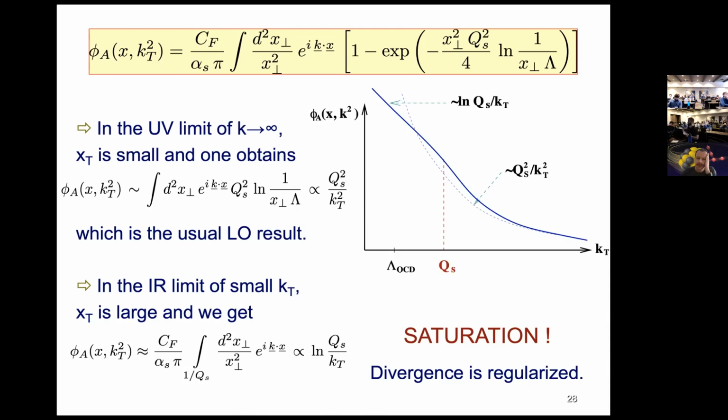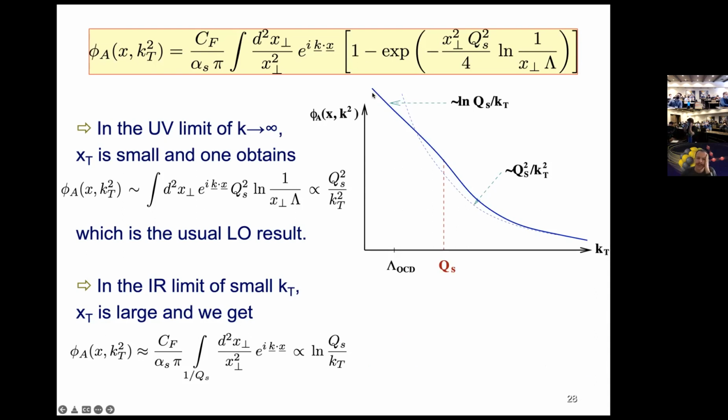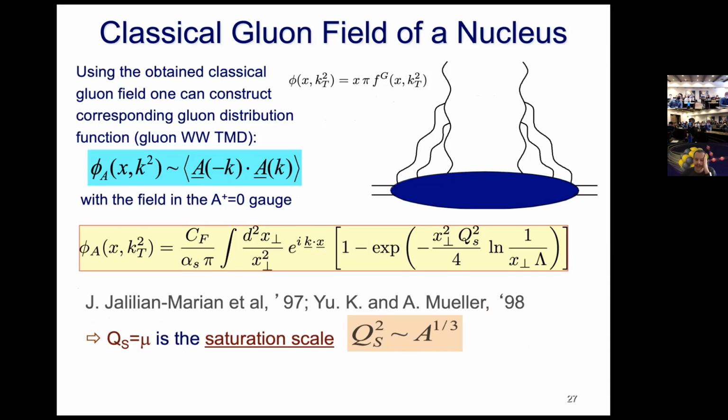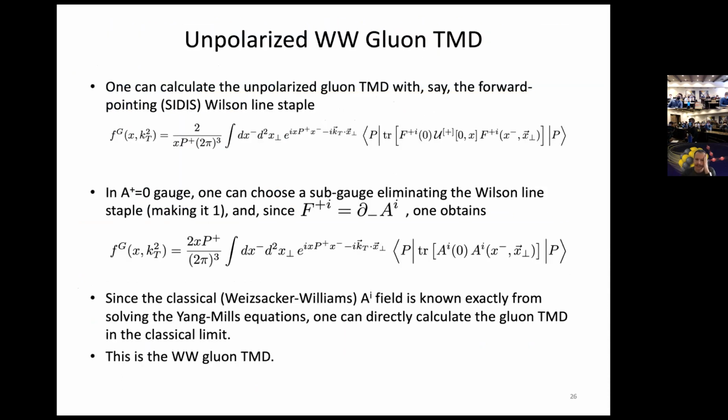So the gluon calculation was as I described. Let me just think out loud. Naively, I don't see a connection to some sort of statistical systems. We just take the definition of TMD, simplify it in A plus equals 0 gauge, and then take the classical field A perp in that gauge and just construct a correlation function.